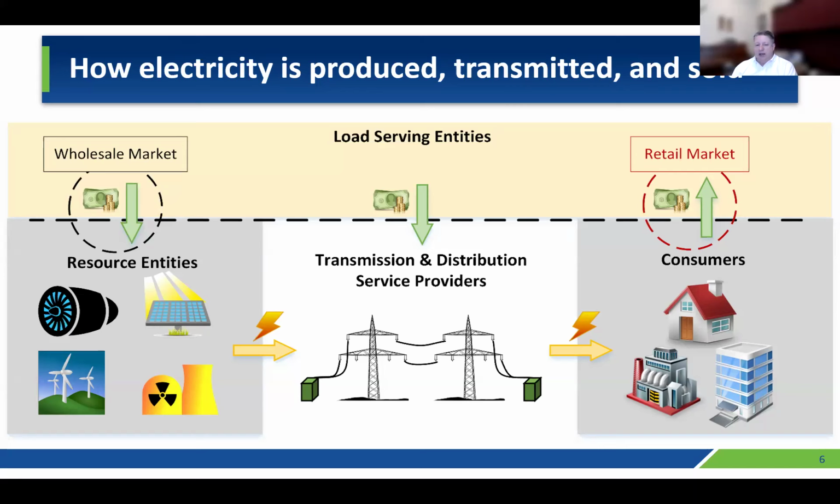The consumers, on the other hand, purchase electricity on the retail market, and then that market recompenses both the transmission and distribution service providers, also sometimes known as TDSPs, as well as the resource entities that are generating the electricity. Now, this can get a little complicated depending on what state you're in because of how this buying and selling of electricity is regulated by the government or not regulated, as the case may be.